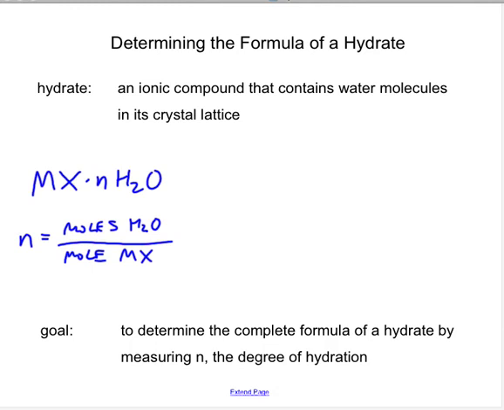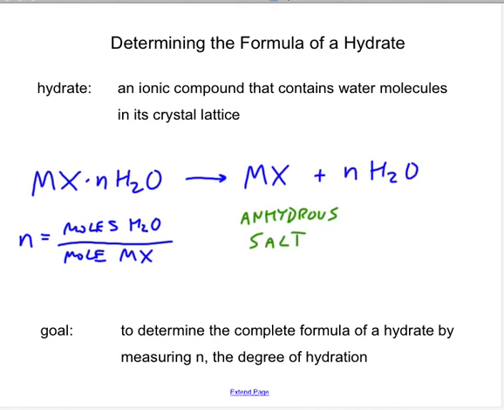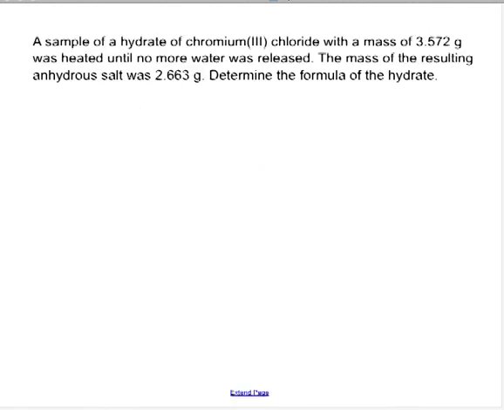Well, we do this experimentally by simply taking a sample of the hydrate and heating it, driving the water off from the crystal lattice into the vapor phase, leaving behind just the Mx, which is referred to sometimes as the anhydrous salt, anhydrous being the fancy term for dry. And of course the n water molecules just escape into the vapor phase. So by measuring the mass of the anhydrous salt that's left after drying it and subtracting that from the mass of the original hydrate, we can calculate the mass of water that was given off. So let's do a couple of examples.